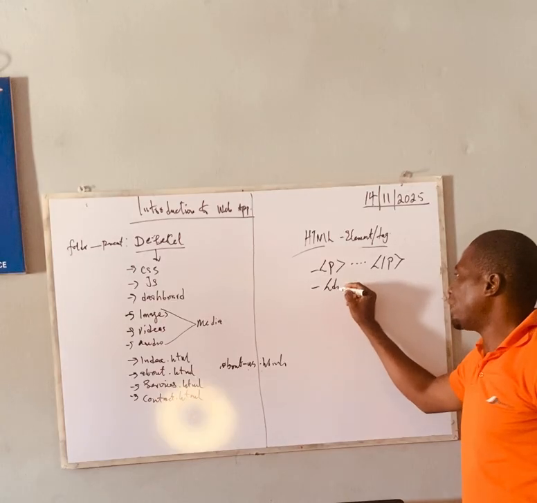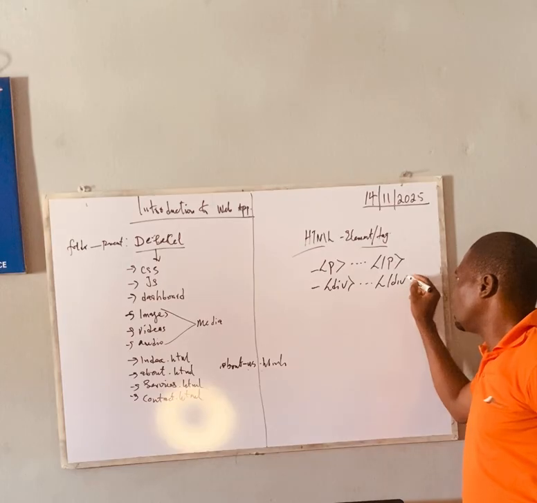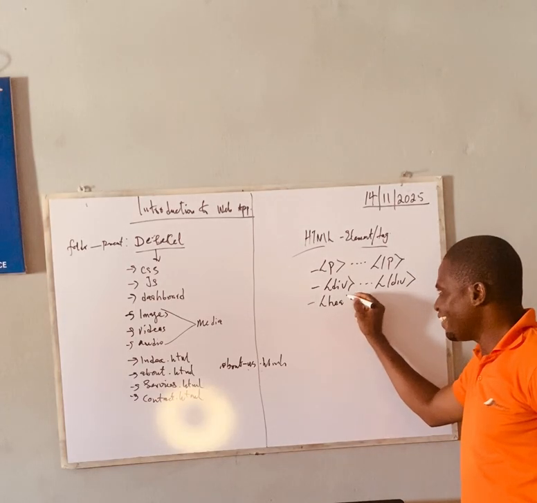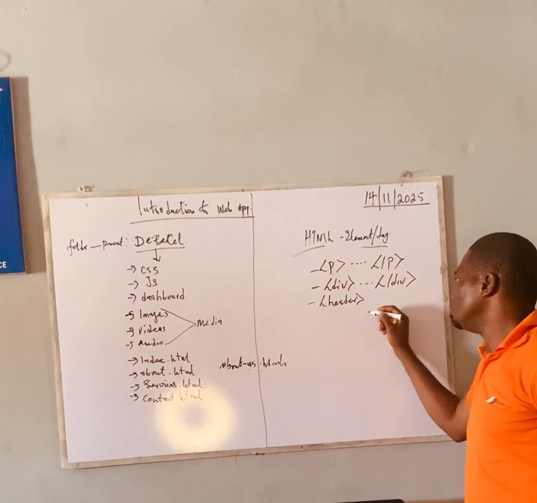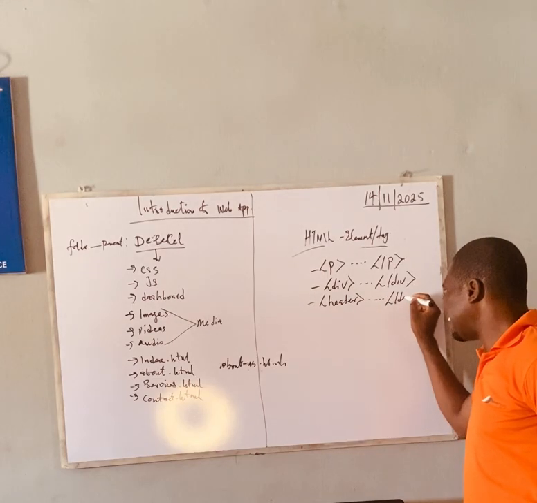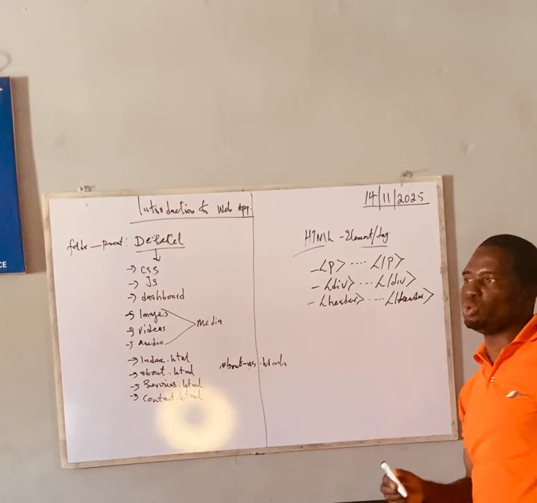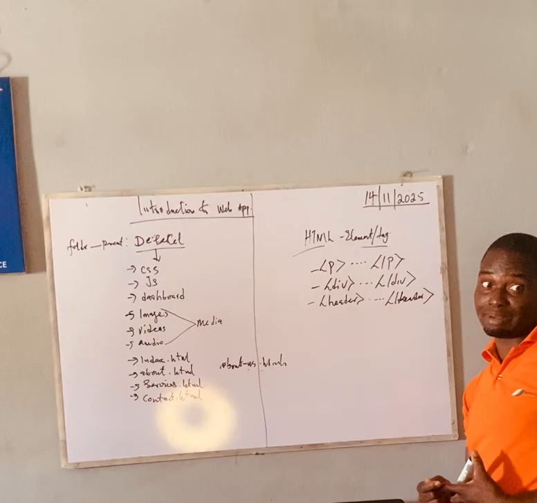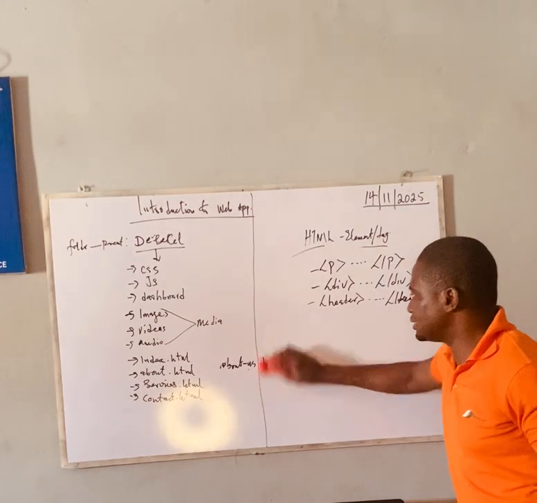Then give me another one. Header. Why are you leaving div? You might use div. Then header. Header or heading? Which one? Header. Good. Header open. Header close. Header belongs to a family we call HTML5 semantics. HTML5 semantics, look at it, look at it.